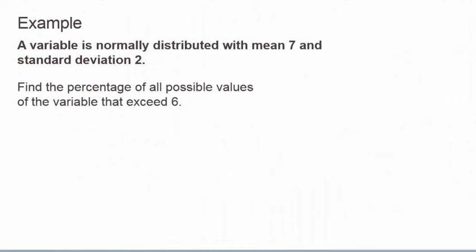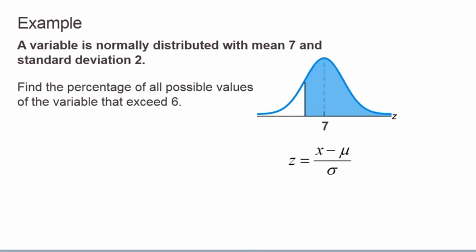Example: a variable is normally distributed with a mean of 7 and a standard deviation of 2. Find the percentage of all possible values of the variable that exceed 6. So I'm going to draw a picture. It's the same as before with a mean of 7 and a standard normal curve. 6 is to the left of 7. So I'm going to substitute into my z-score formula. Z equals 6 minus 7 divided by 2, which gives me a negative 0.5.